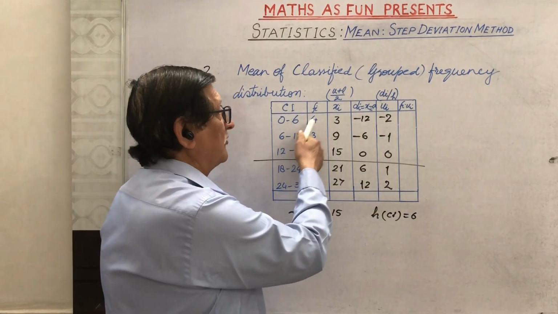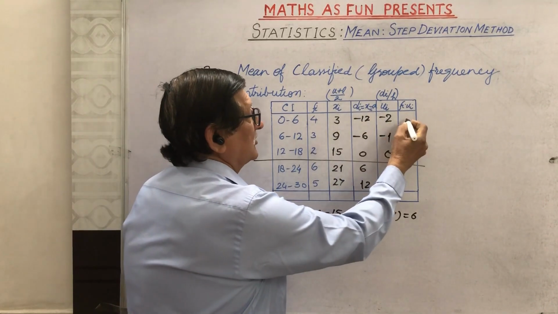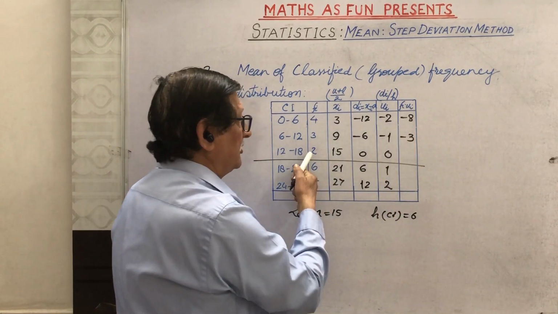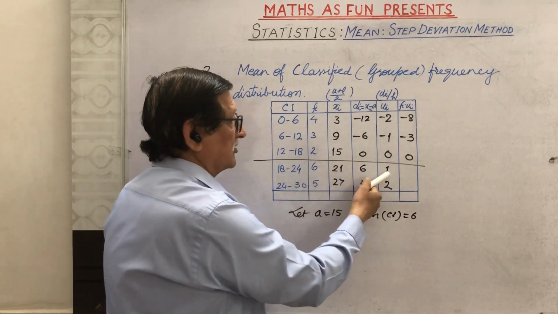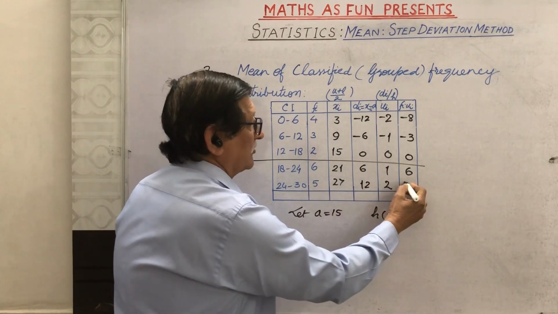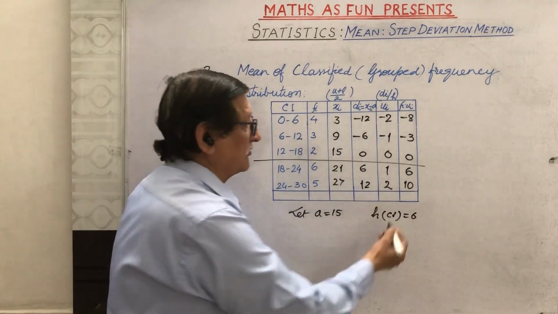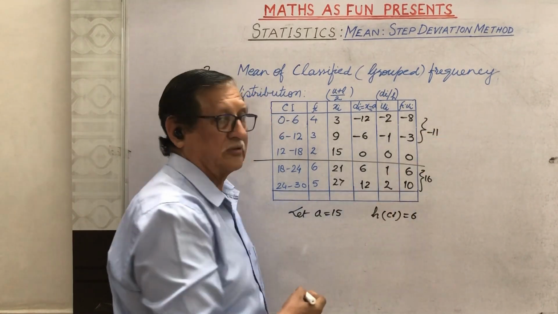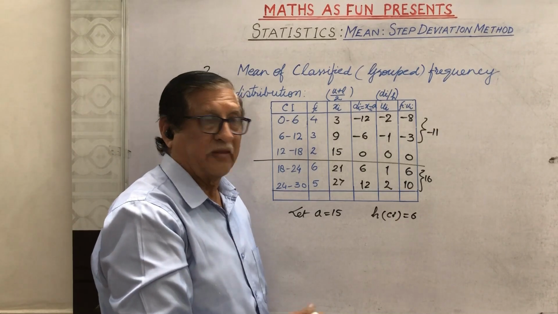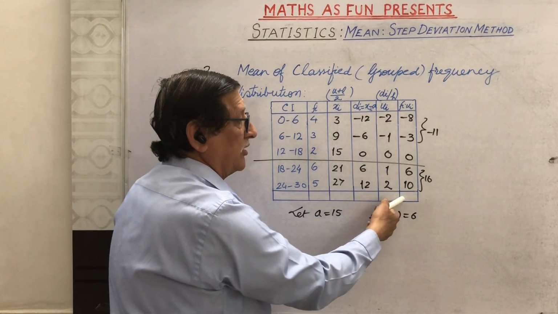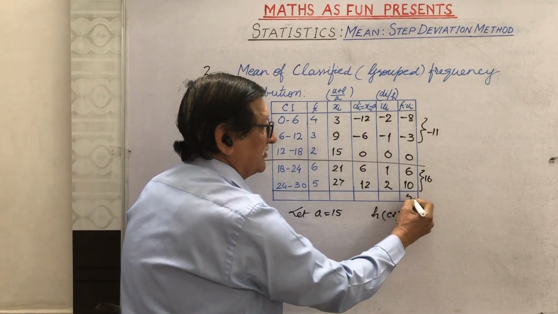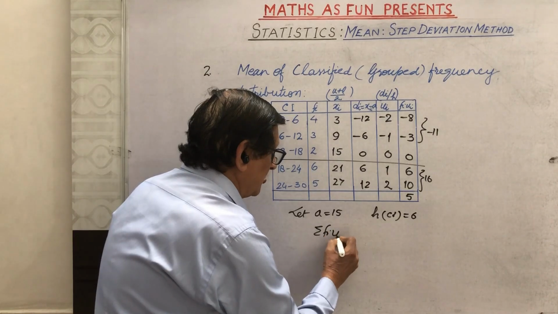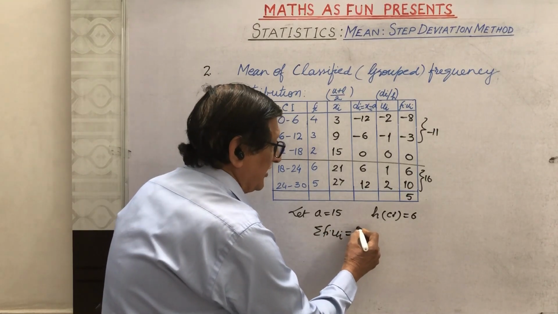Now we find the product of fi and ui. This 4 into minus 2 is minus 8, 3 into minus 1 is minus 3, 2 into 0 is 0, 6 into 1, 6 and 5 into 2, 10. The sum of the positive numbers is 16 and that of negative numbers is minus 11. It means the sum of all fi ui is coming as 16 minus 11, that is 5. And we write it here, sigma fi ui is equal to 5.